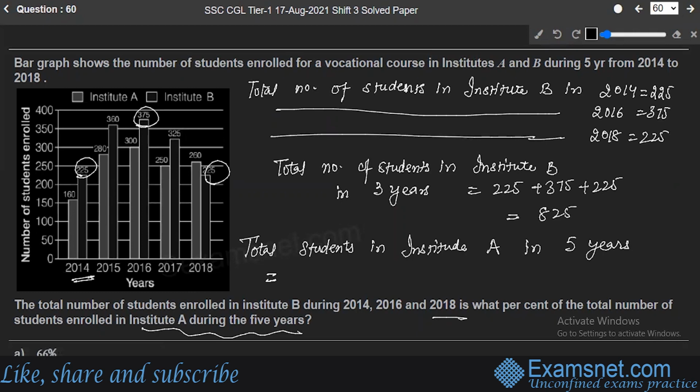That is equal to 160 plus 280 plus 300 plus 250 plus 260. Let's write down 160 plus 280 plus 300 plus 250 plus 260, which will be equal to 1250, right? You have to calculate the percentage now. What percent? You have to calculate the percentage.